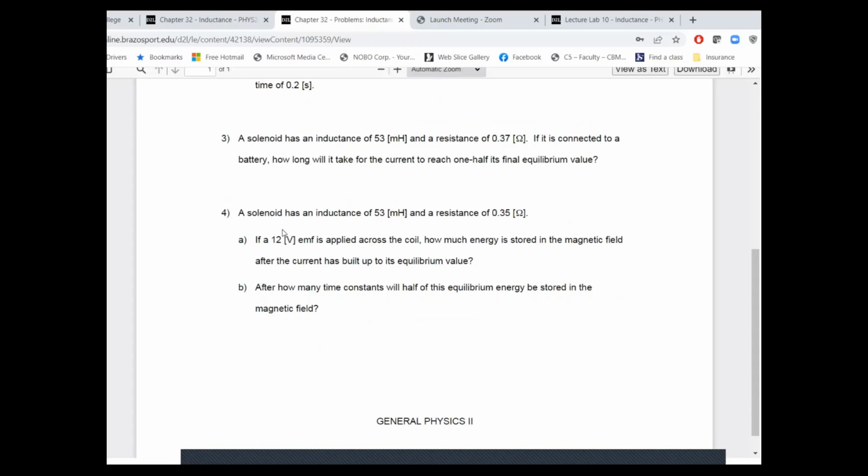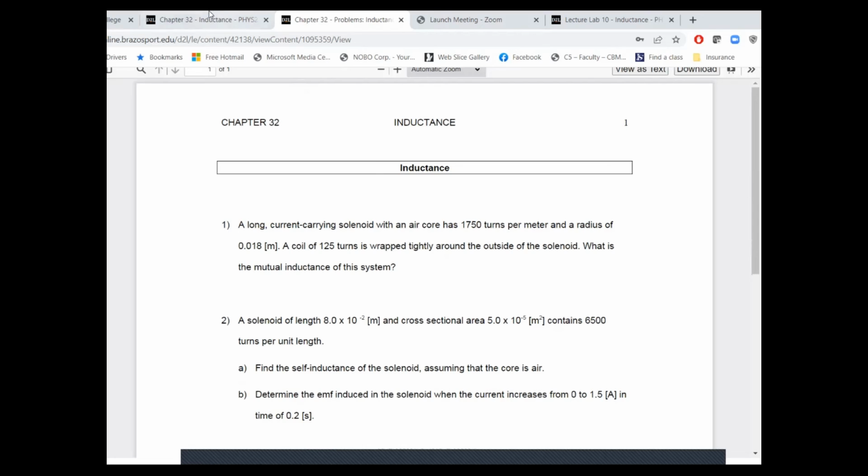Question number 4, you've got a solenoid. Once again, the inductance is given, the resistance is given. So once again, this is an RL circuit. The electromotive force applied is given, so that's your voltage. How much energy is stored in the magnetic field after the current has built up to its equilibrium value? What is the amount of energy stored, and how many time constants? The amount of energy stored within an inductor is something that you will have to look up.